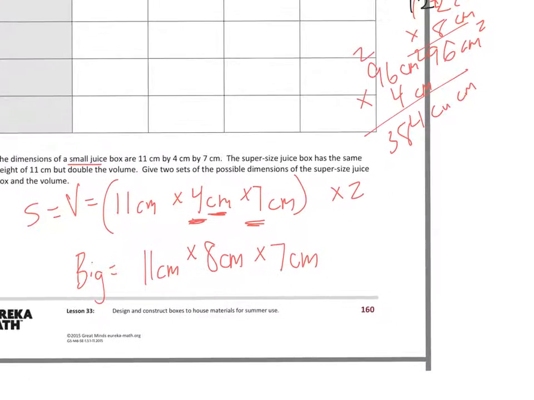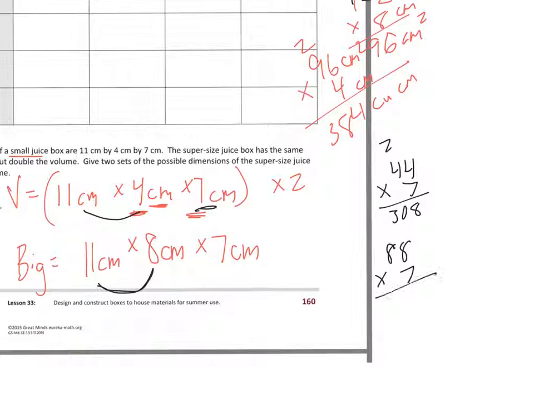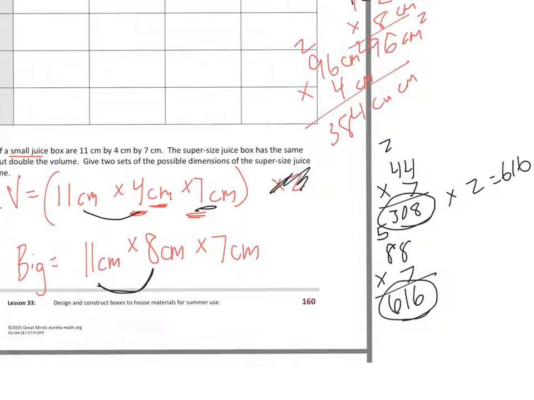So I'll slide off to the side, and I'll do it off to the side. I know 11 times 4 is 44, and I'll multiply it by 7. So 308. This one, I know that 8 times 11 is 88, and I'll multiply that by 7. And I get 616, and this one is 308. If I take 308 and multiply it by 2, I'll get 616. So this is one set of possible dimensions.